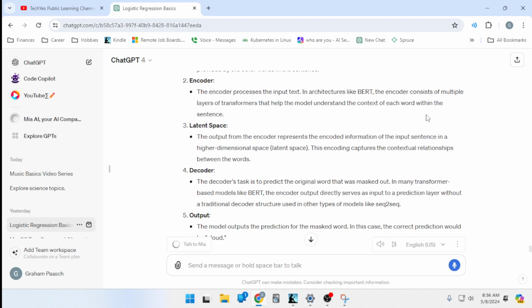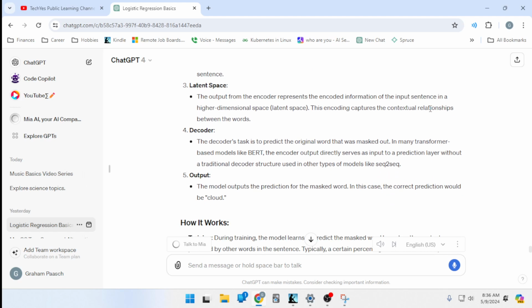Latent space. The output from the encoder represents the encoded information of the input sentence in a higher dimensional space, latent space. This encoding captures the contextual relationships between words. Decoder. The decoder's task is to predict the original word that was masked out. In many transformer-based models like BERT, the encoder output directly serves as input to a prediction layer without a traditional decoder structure used in other types of models like sequence-to-sequence. Output. The model outputs a prediction for the masked word. In this case, the correct prediction would be cloud.